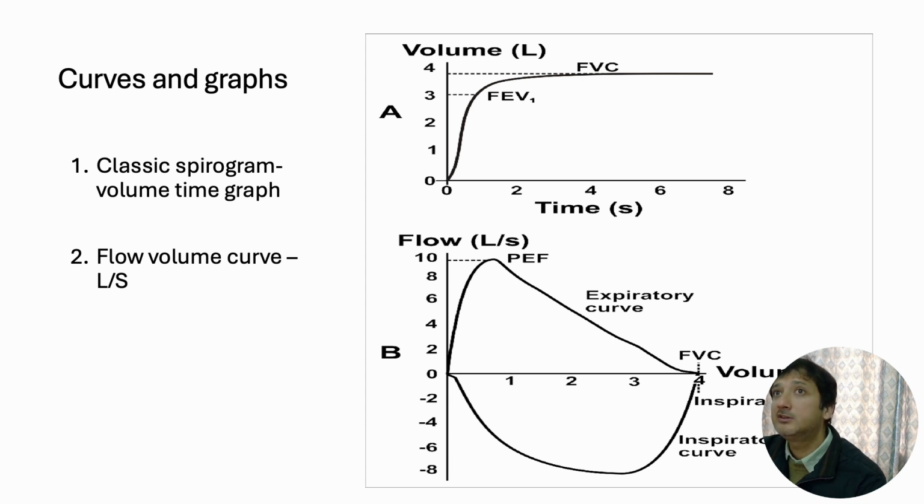And below there is a flow volume curve. Flow means how much the patient has expired in liters per unit time. So another is flow, and there is also volume. On the horizontal line there is volume, and on the vertical there is flow. The above one is expiration, and the below one is inspiration.